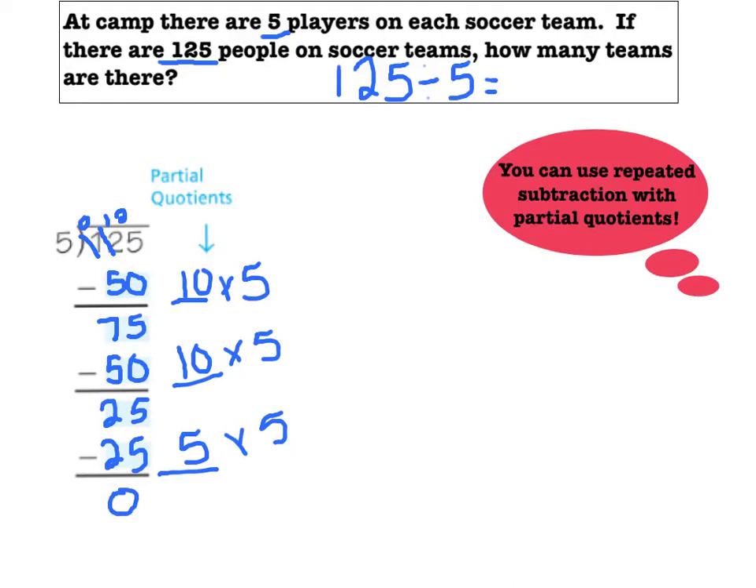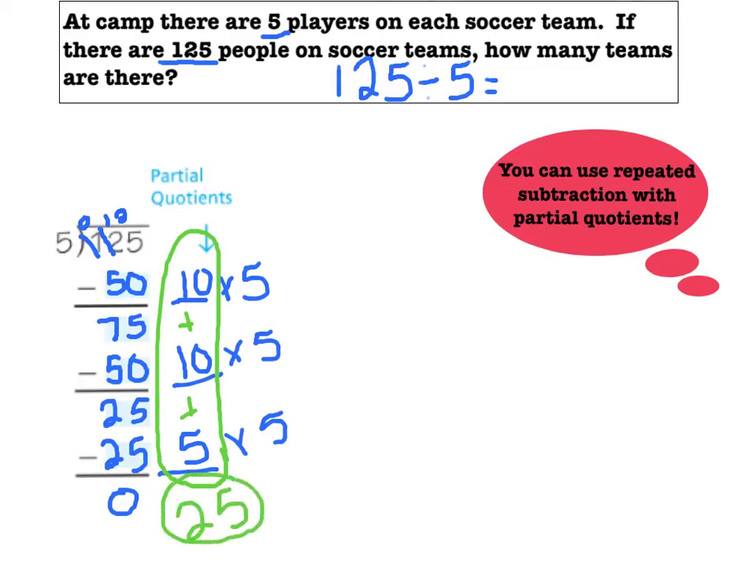Now my job isn't done yet. I need to look at my partial quotients, my groups over here, and add them up. So I know that 10 plus 10 is 20, plus 5 is 25. So that's my answer.